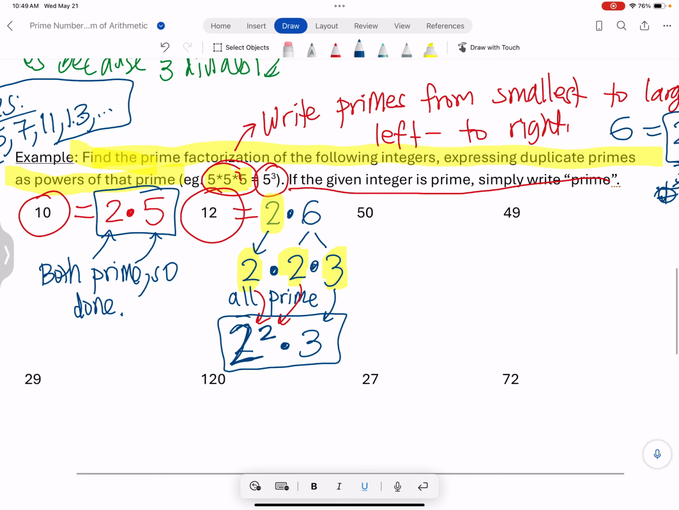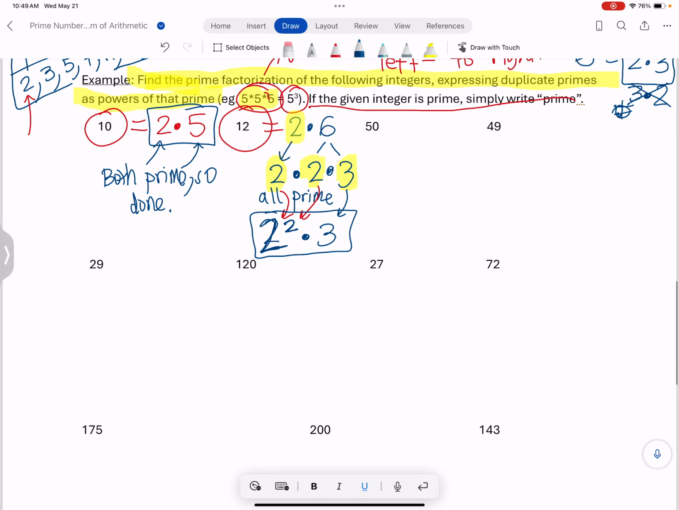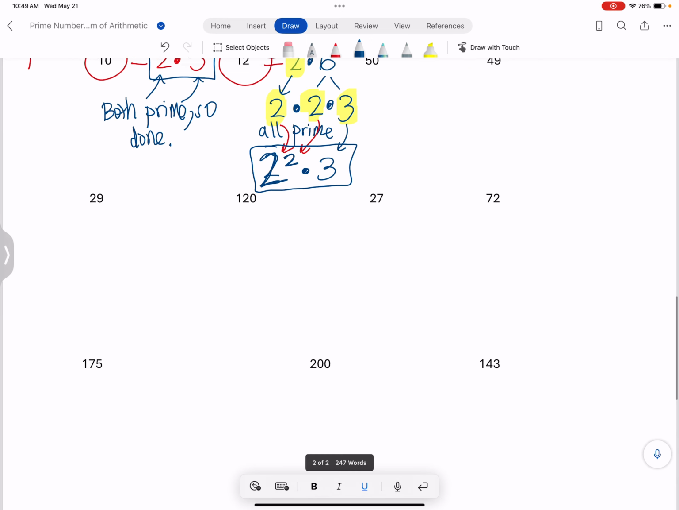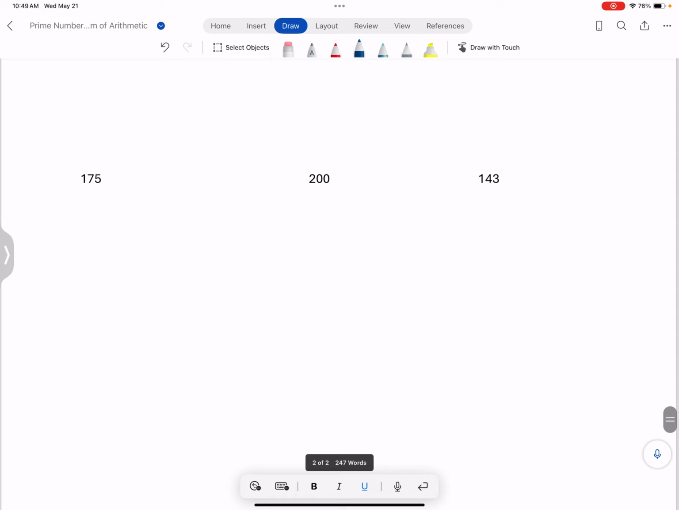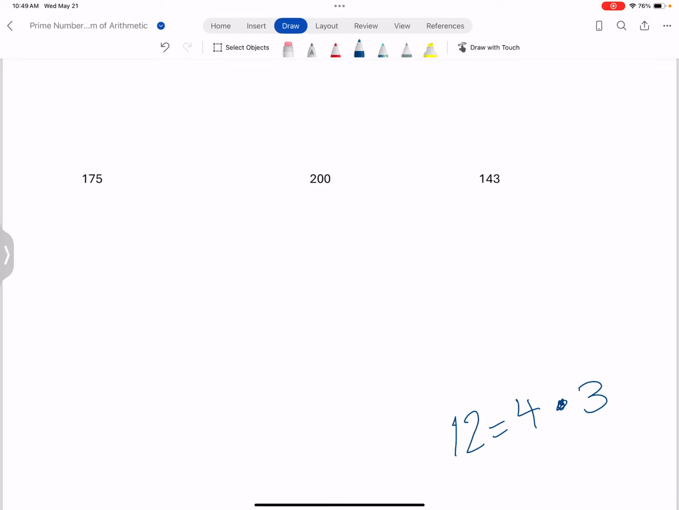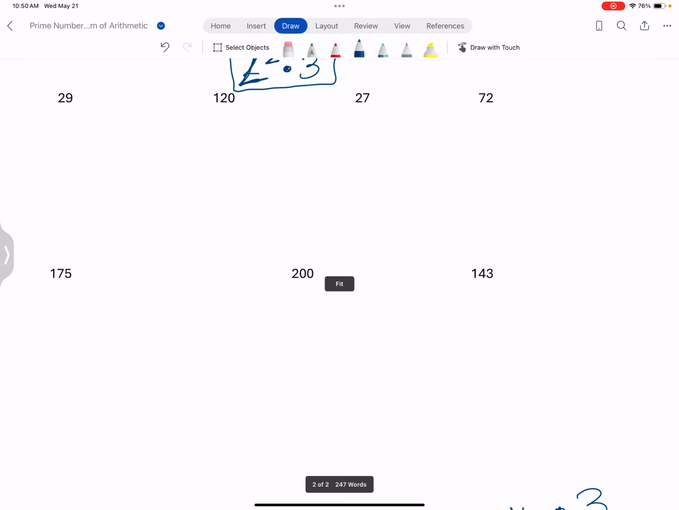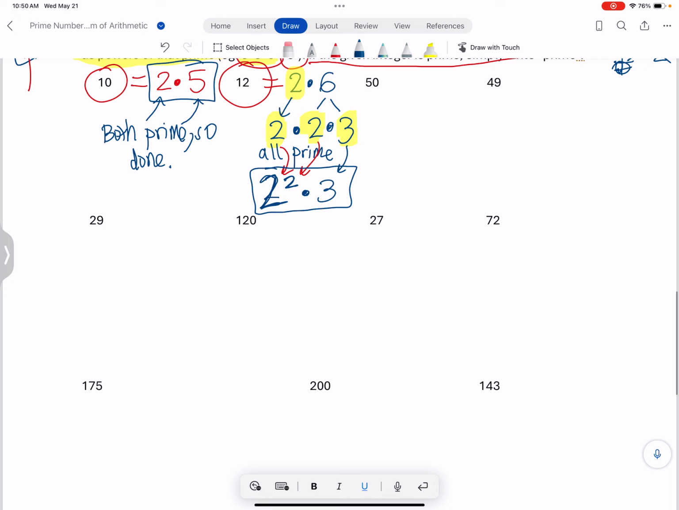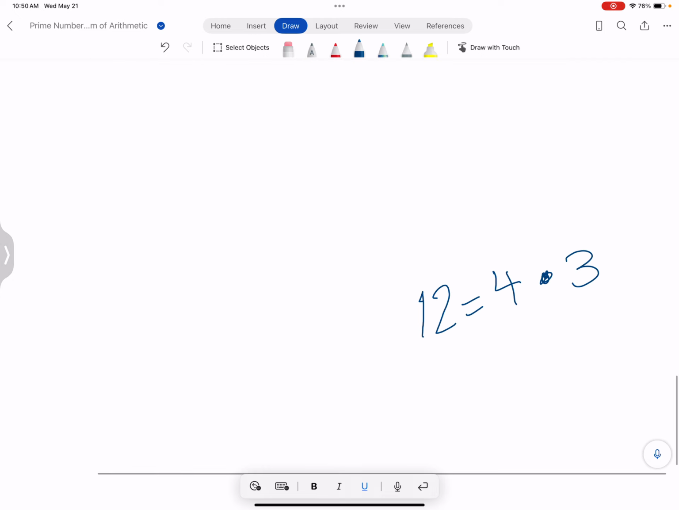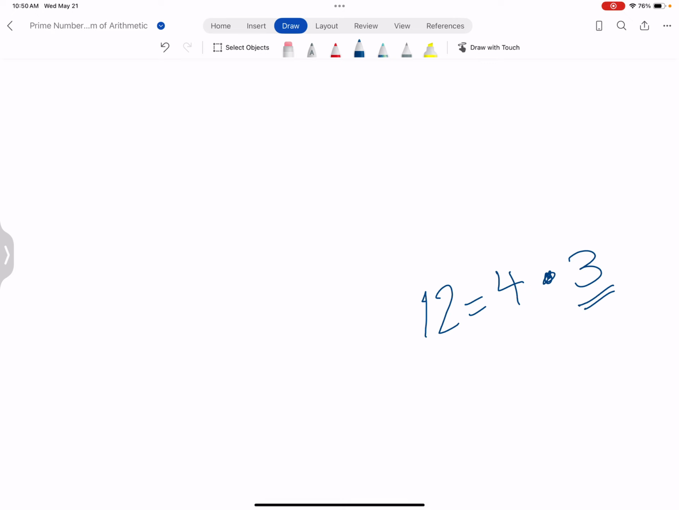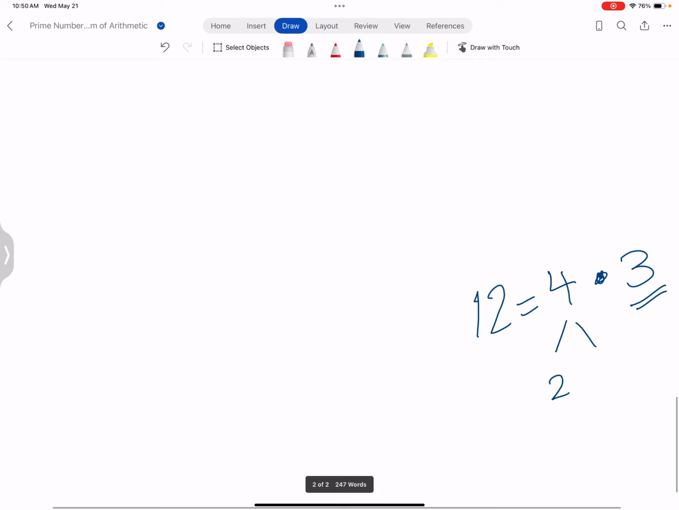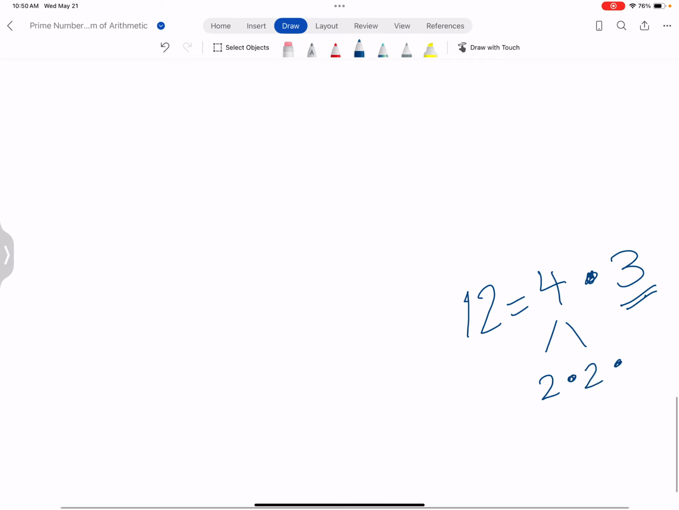And no matter how you broke it down, let me make a note on the side. 12 I wrote as 2 times 6, but some people might say, when I see 12, I think of 4 times 3 or 3 times 4. That would also work. If I had done 4 times 3, I would assess which of those are prime. Yes, 3 is prime, so it's good to stay, but 4 is not prime. I need to break it down. 4 is 2 times 2, and then there was a 3 already.